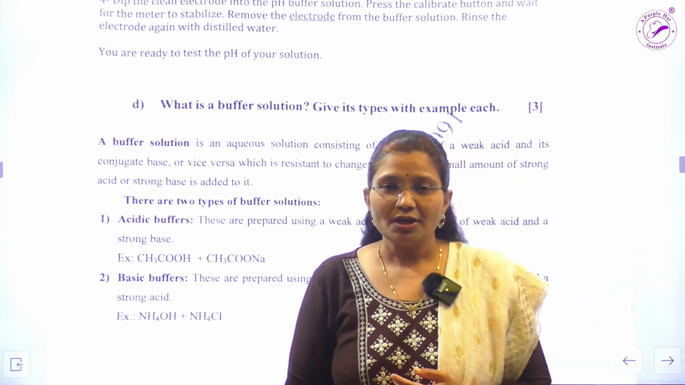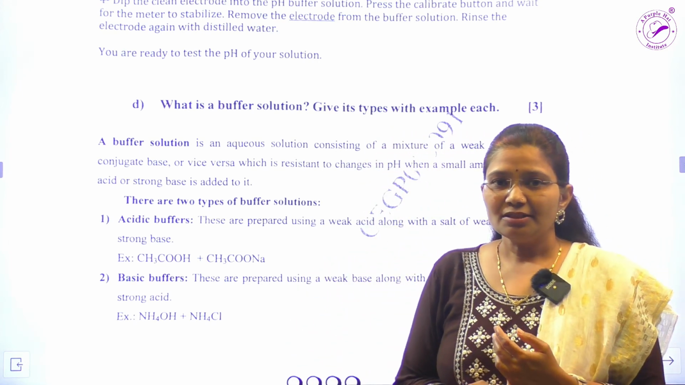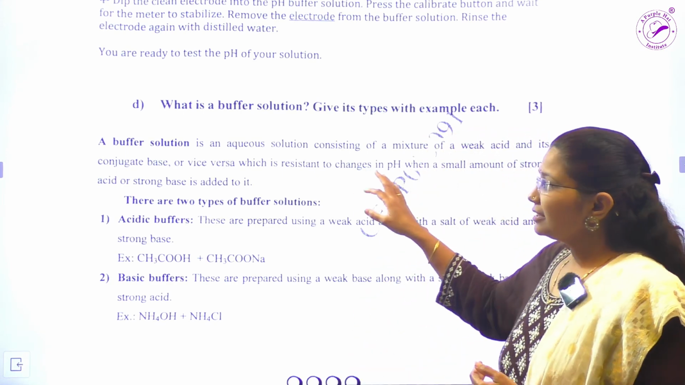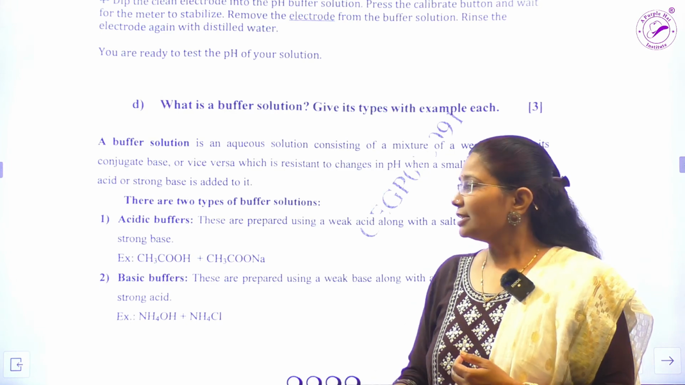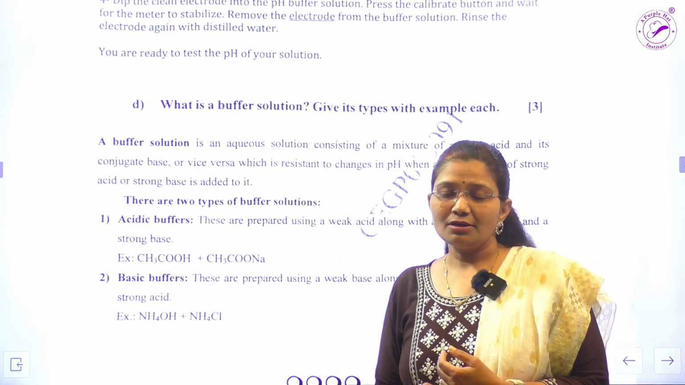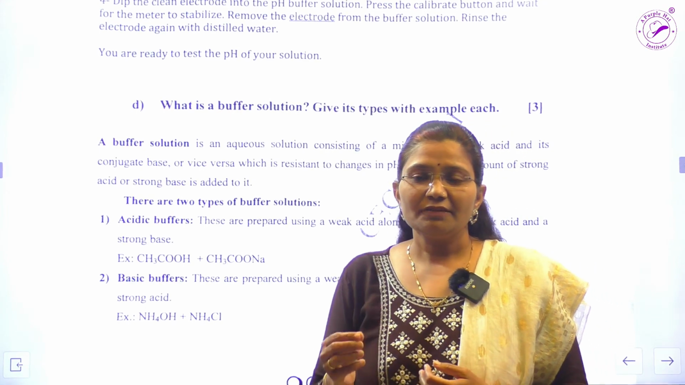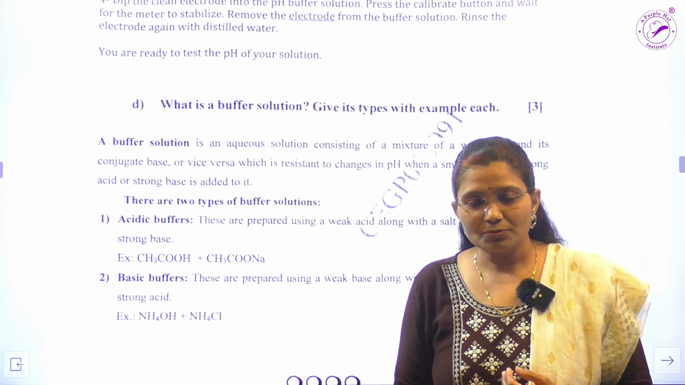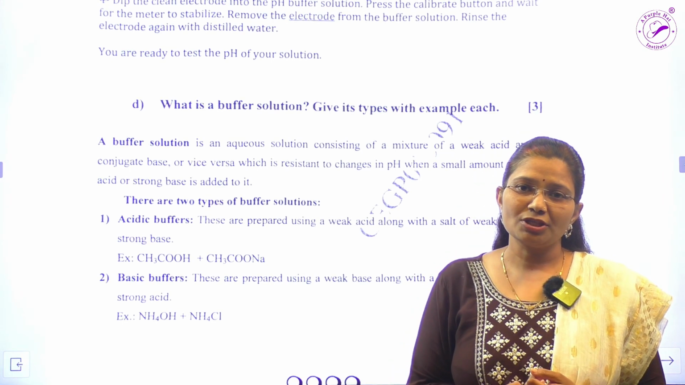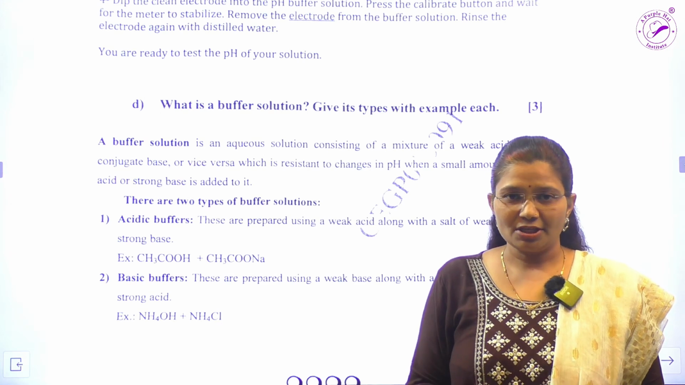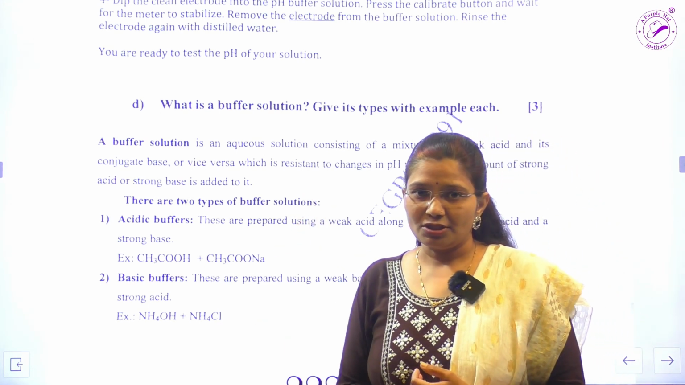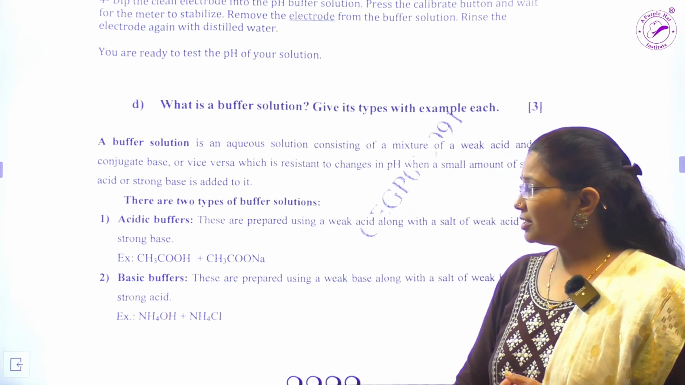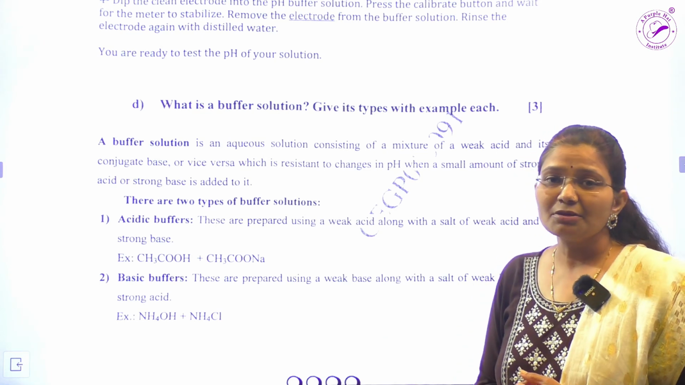So what is a buffer solution? It is the solution obtained when you add a weak acid with the salt of its conjugate base, and it is resistant to pH change. Even if you add a small amount of acidic solution or a small amount of basic solution to the buffer solution, its pH does not change. So this is called a buffer solution. It is resistant to pH change. There are two types of buffer solution: the first one is acidic buffer and the second one is basic buffer.